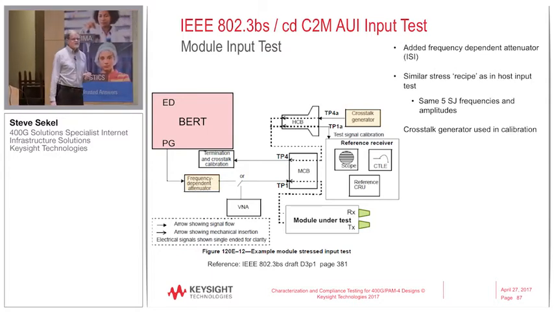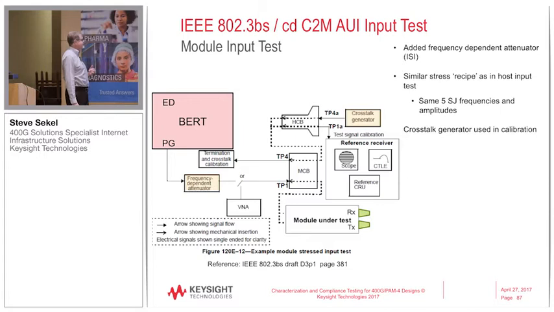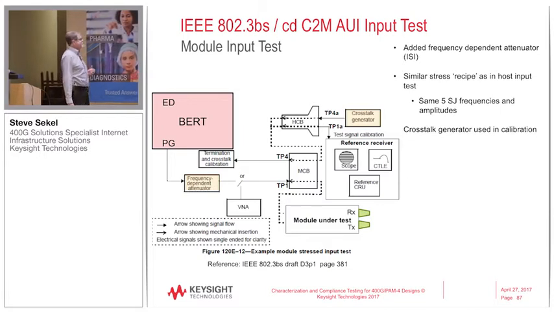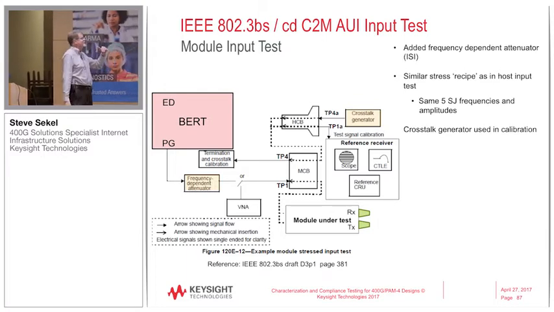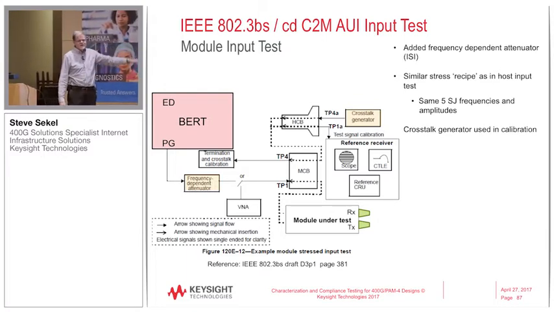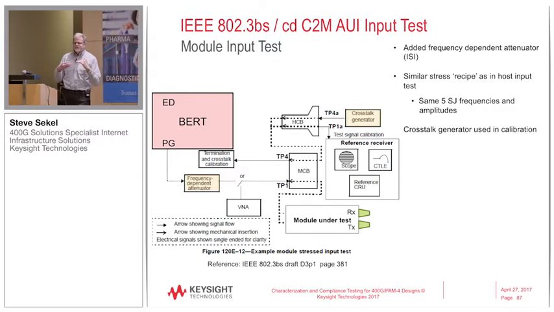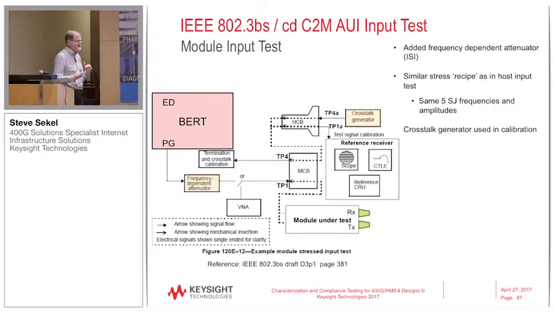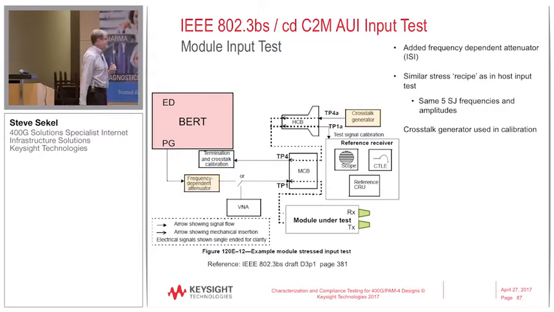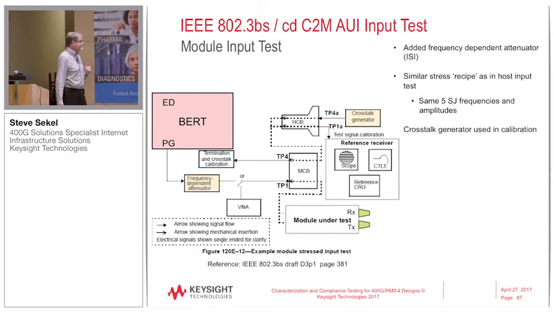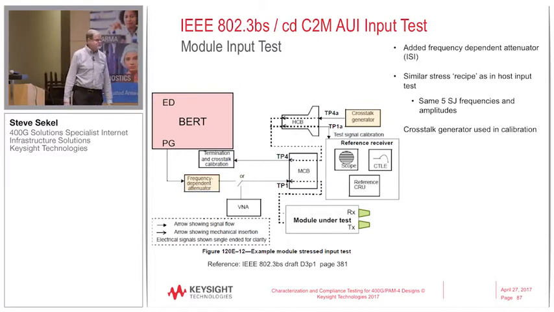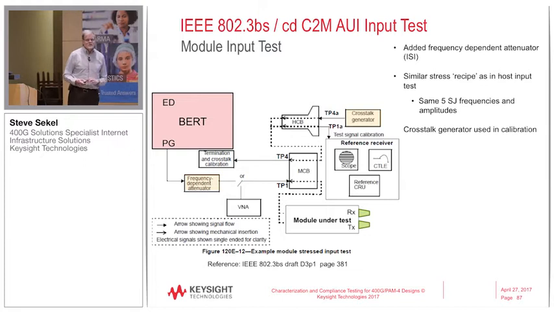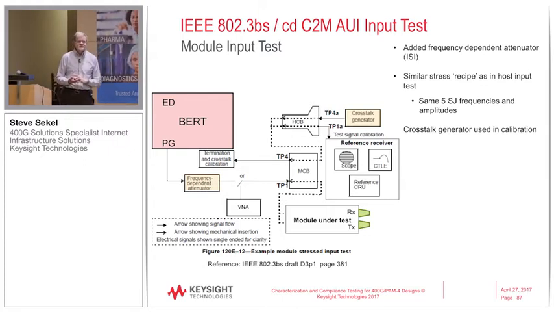So that's basically an ISI channel whose parameters are specified in the standard. Same stress recipe, or similar values. The five table frequencies are the same, and the SJ amplitudes are the same, starting at 5 UI and working all the way down to 50 milli UI. That's still the same. So again, we use the crosstalk generator for calibration purposes, because we want to take into account the amount of eye closure that we get from the coupling in the compliance test board.